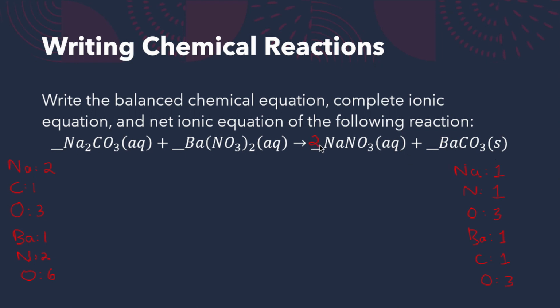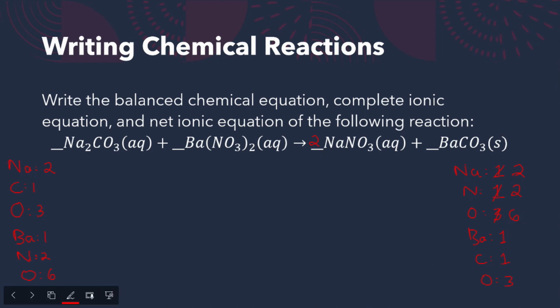We have 2 sodium nitrates. Now what this does is it changes this sodium atom to 2, and we have 2 nitrogen atoms as well. And then we also get 6 oxygen atoms because there's 3 here before, and then we multiply that by the coefficient 2. So we have 6 over here.